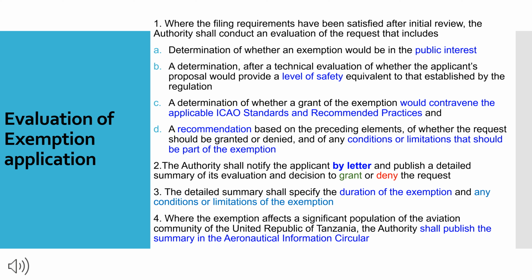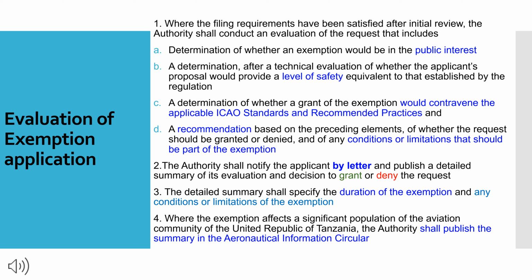Evaluation of exemption application. Where the filing requirements have been satisfied after initial review, the authority shall conduct an evaluation of the request that includes the determination of whether an exemption would be in the public interest, a determination after technical evaluation of whether the applicant's proposal would provide a level of safety equivalent to that established by the regulation, a determination of whether a grant of the exemption will contravene the applicable ICAO standards and recommended practices, and a recommendation based on the preceding elements of whether the request should be granted or denied, and of any condition or limitation that should be part of the exemption.